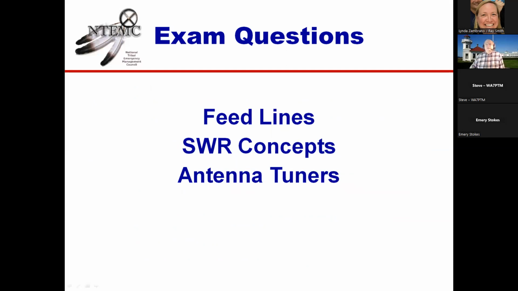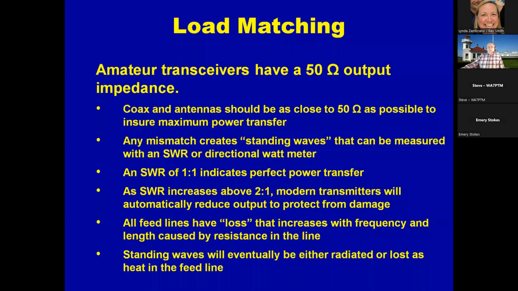Okay. Moving on to feed lines, SWR, and antenna tuners. Remember we talked about the feed line and impedance and a feed point. Amateur radio transceivers, like I mentioned before, have an output impedance of 50 ohms. So your coax and antennas should be as close as possible to that 50 ohms to ensure the maximum power transfer. Because what happens is, if there's any kind of a mismatch, there's going to be some power that gets reflected back at the point where the mismatch occurs.